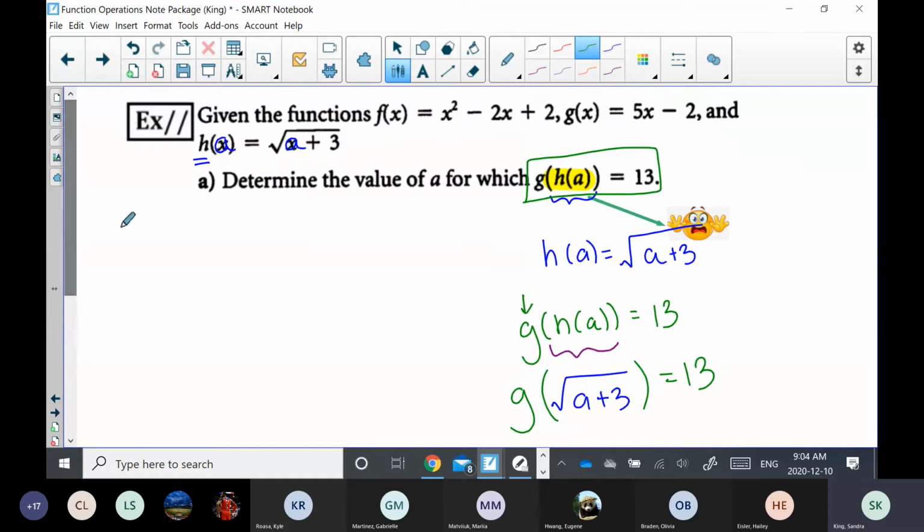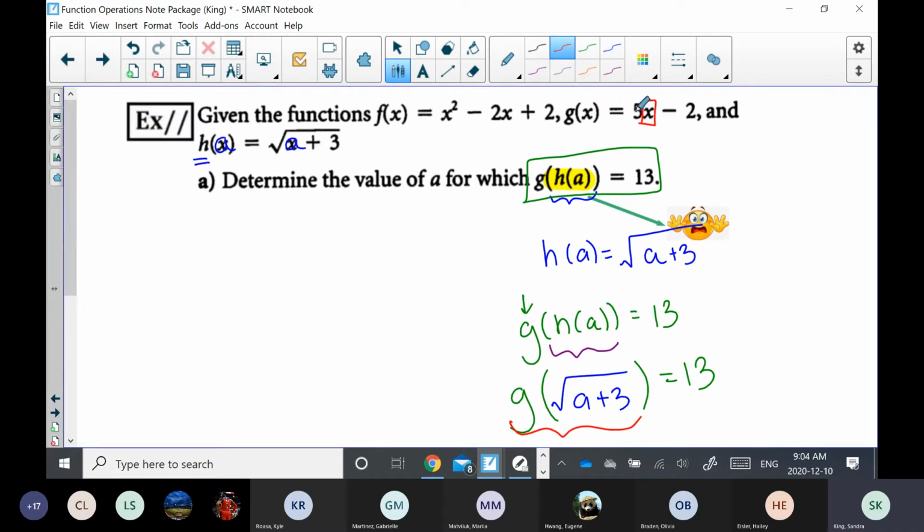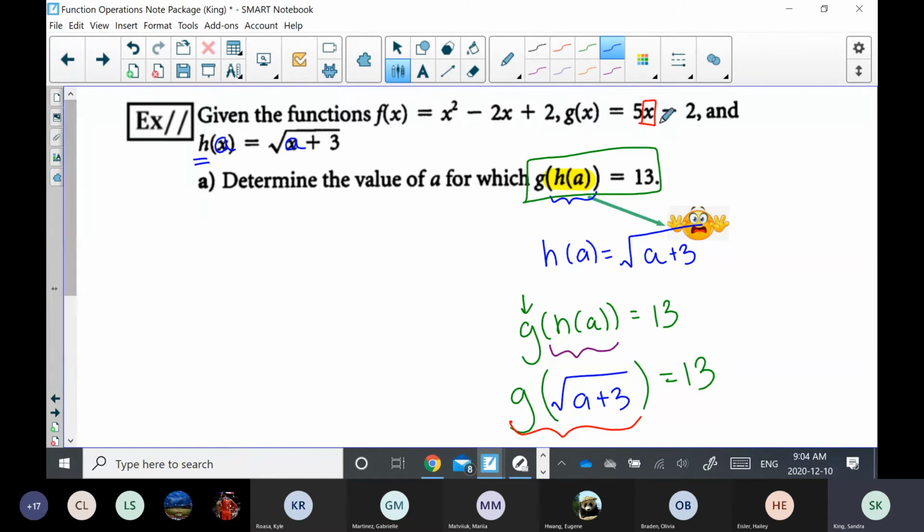So what was my g function? Here's my g function right here, okay? So in this function, x must come out, and the square root of a plus 3 must go in. So what this would be, the g of the square root of a plus 3 would be 5 times the square root of a plus 3. So we'll write that. Okay, and then minus 2.